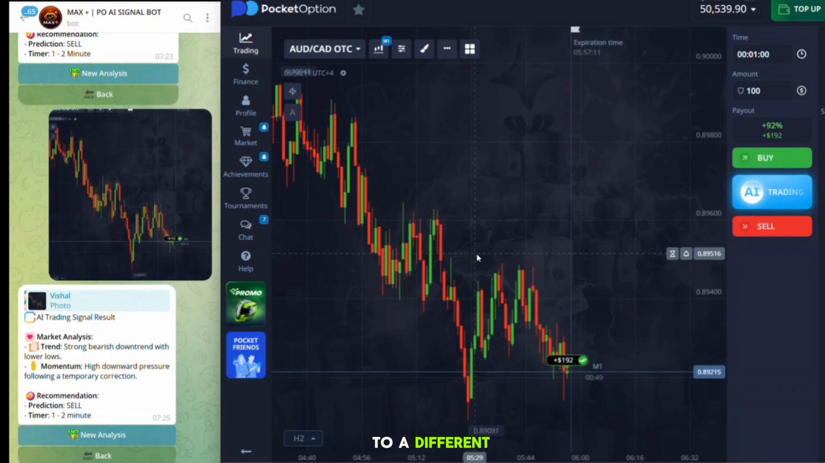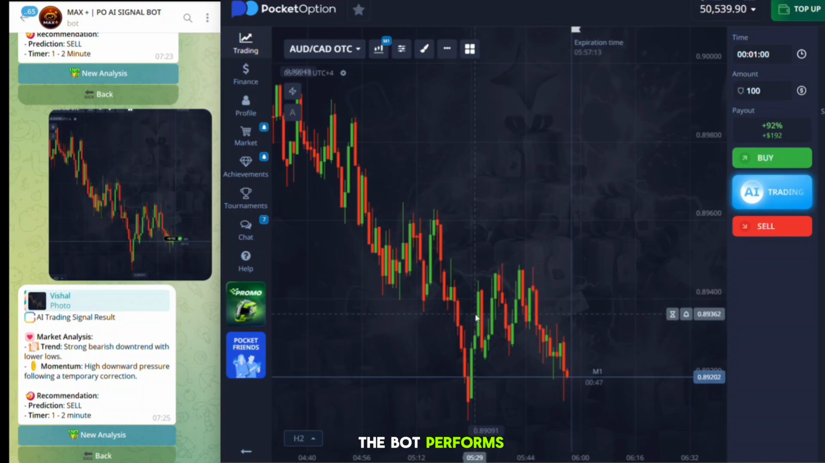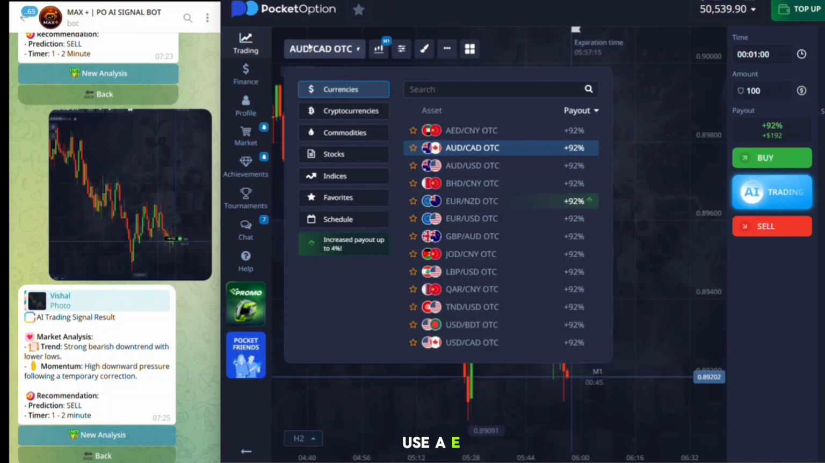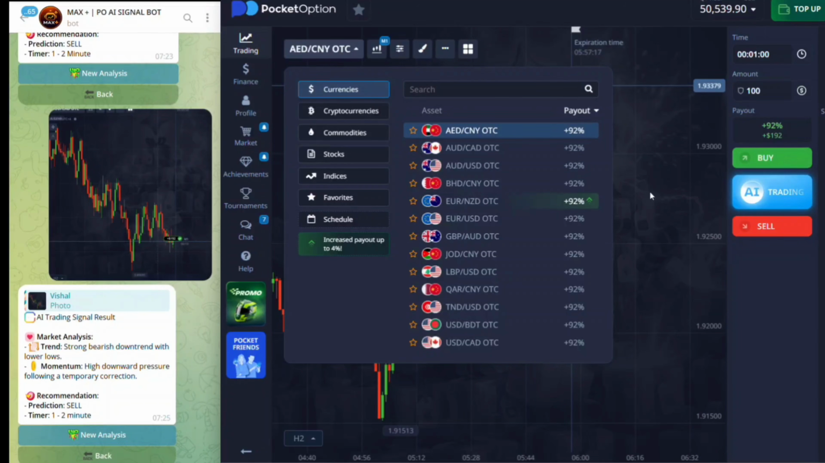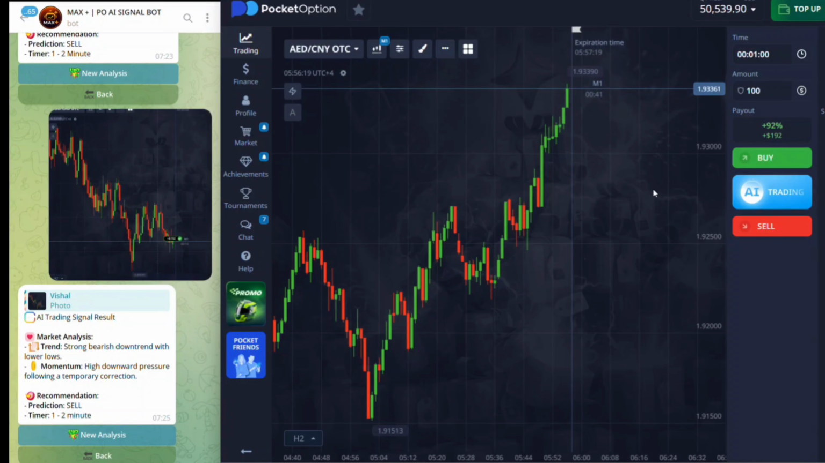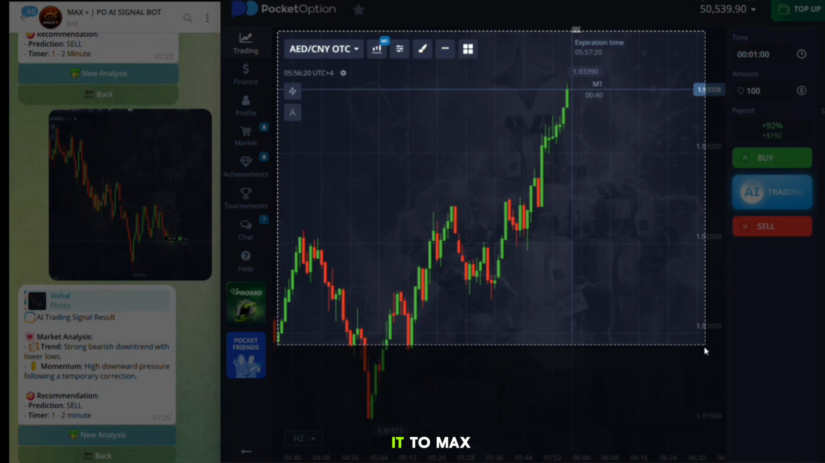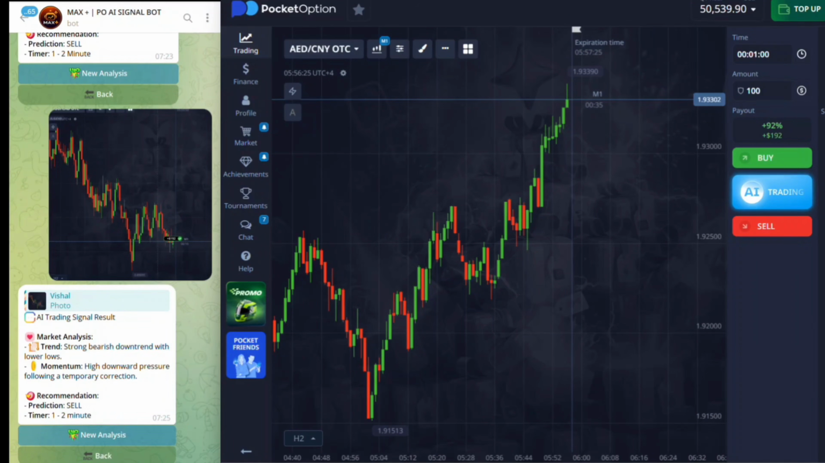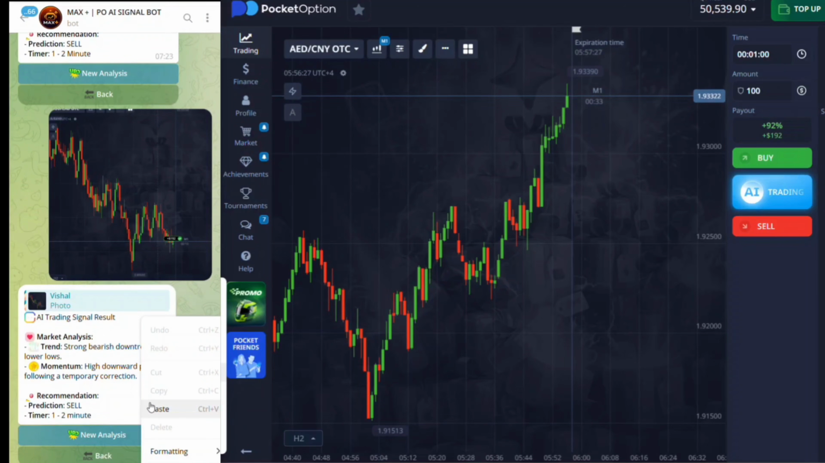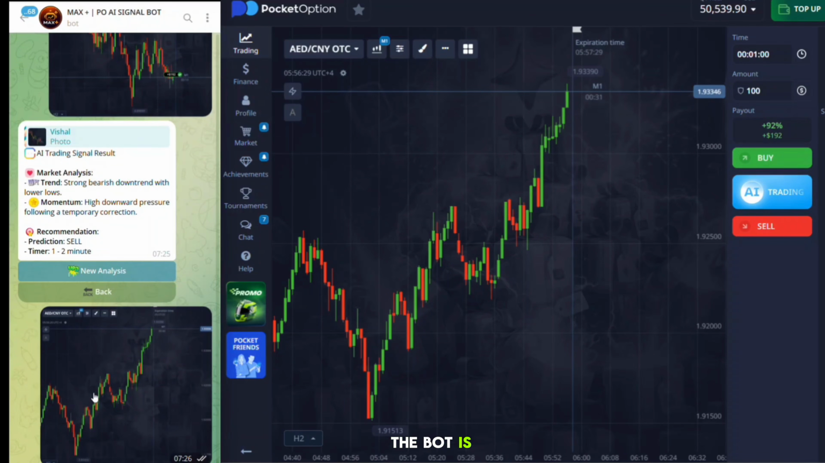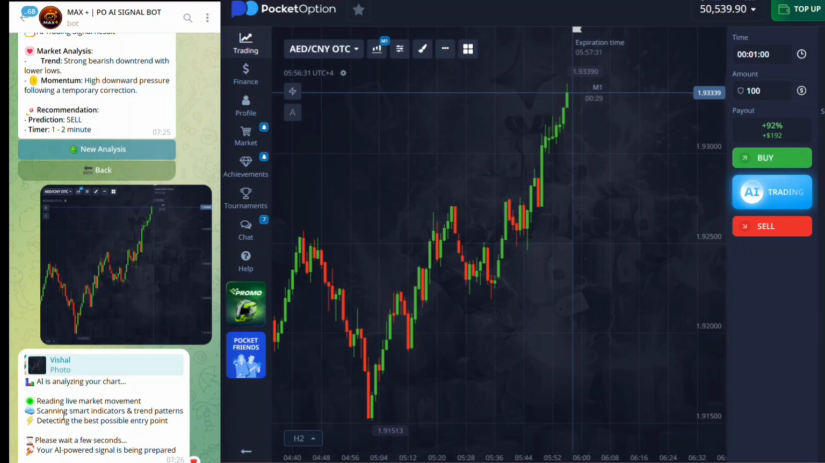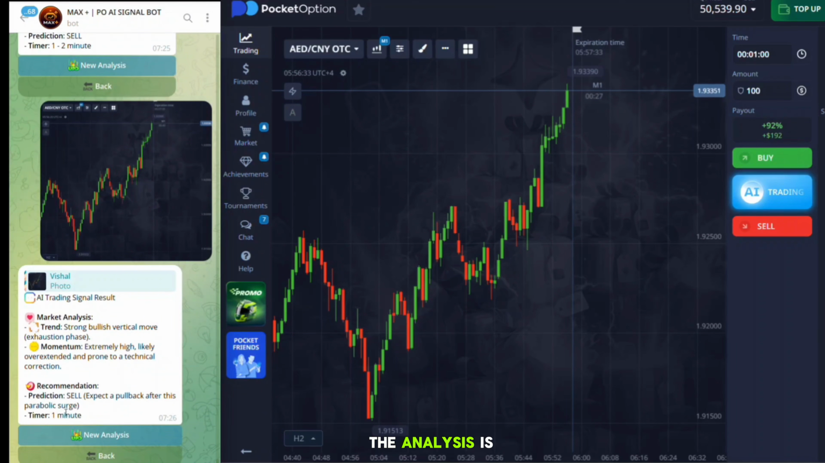Now let's switch to a different currency pair and see how the bot performs. This time we'll use AEDCNY. I'll take a screenshot of the chart and upload it to Max Plus Bot. The bot is analyzing the market conditions. The analysis is complete. A sell signal has been received.